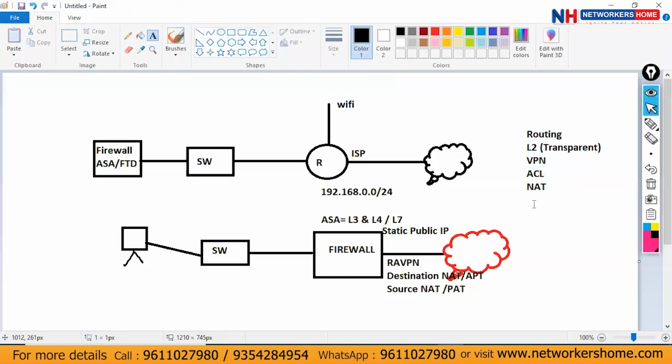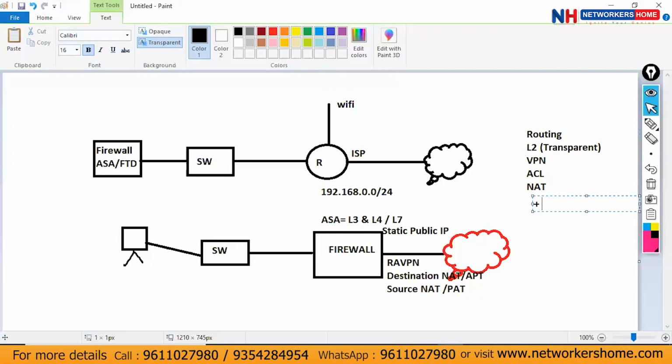But if I say I want to use this ASA firewall for URL filtering, no. If I want to use it for app filtering, no. If I want to use it for Application Visibility and Control, no. If I want to use it for NGIPS filtering, no. If I want to use it for AMP purposes, no. See, these are all advanced filterings.